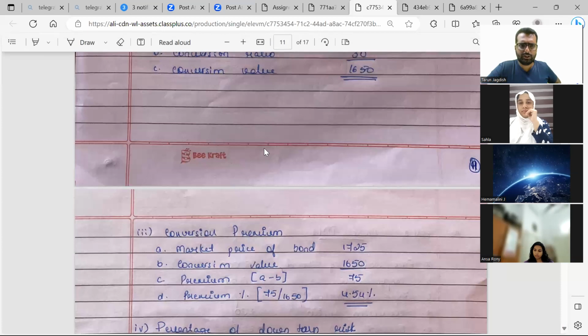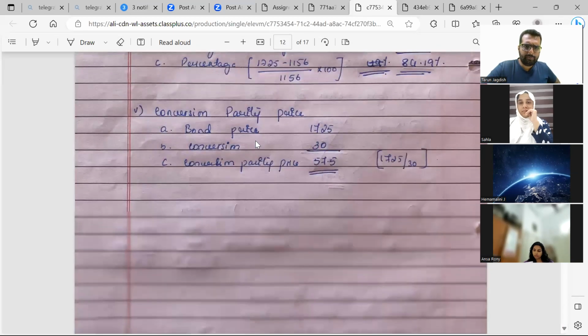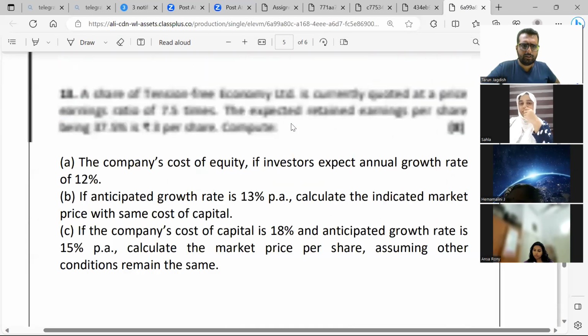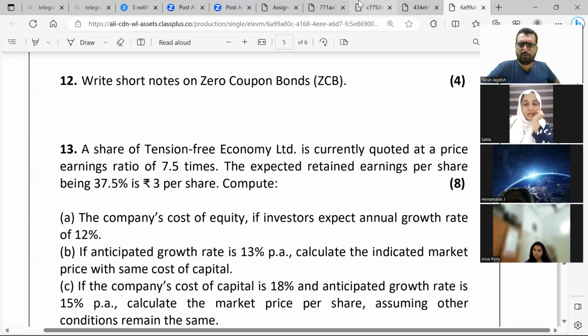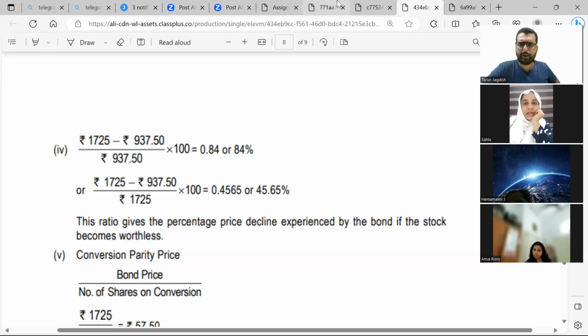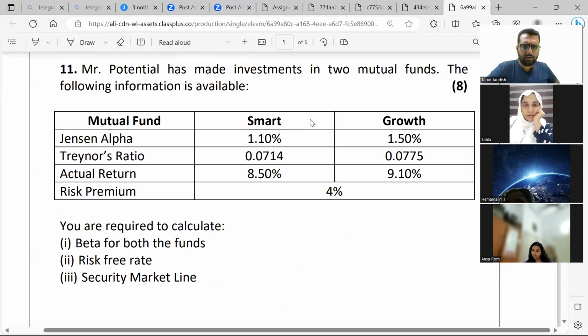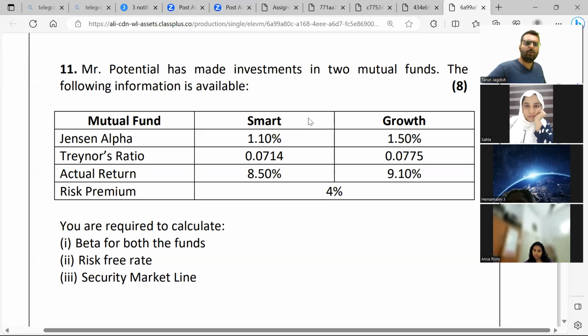All right. Thank you so much. Yes, then we are doing question number 12. I think that's a theory question. Write short notes on zero coupon bond. Question 11 is there, sir. I forgot 11. Okay, it is about mutual funds: Sharpe, Jensen's alpha, Treynor's ratio, actual return, and you have the risk premium, beta, RF, and security market line. 8 marks question, right?